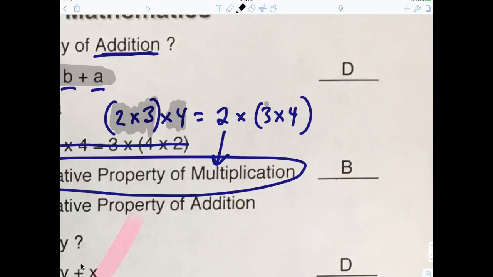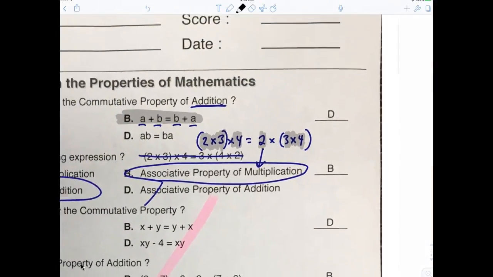Is that the same as if you multiply 3 times 4 and then multiply by 2? Yes, it is actually. That's what they're telling you. 2 times 3 is 6. 6 times 4 is 24. 3 times 4 is 12. 12 times 2 is 24. So I'm confused which one it is. Is it B or C?